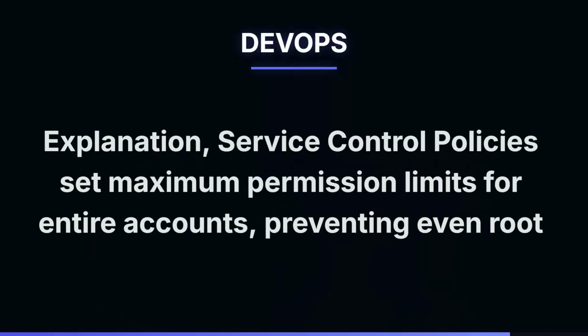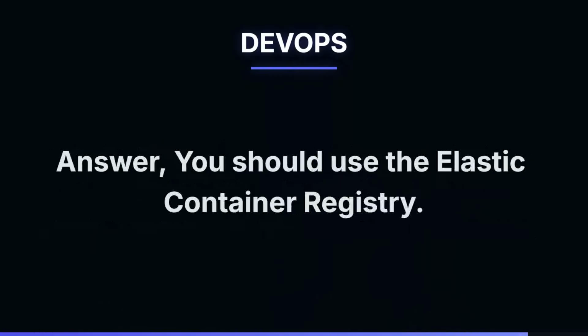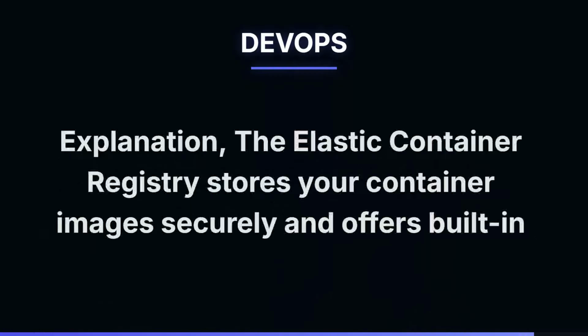Question 17. Your application stores its container images in a central registry, and you must ensure these images are scanned for vulnerabilities before they can be deployed. Which registry service provides this capability? Answer: you should use the Elastic Container Registry. Explanation: the Elastic Container Registry stores your container images securely and offers built-in scanning tools to find software vulnerabilities easily.